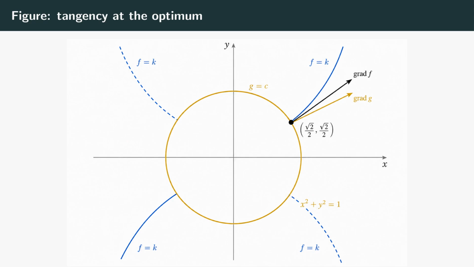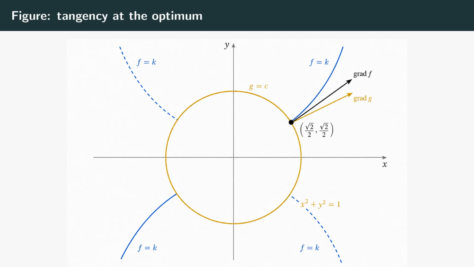Here is the picture. The blue branches are level curves of f(x, y) = xy. The hyperbolas xy = k, with solid curves at positive k and dashed curves at negative k. The gold circle is the constraint x² + y² = 1. Watch what happens as you walk around the circle. You cross blue level curves with smaller and smaller positive k as you head out toward x = 1, y = 0, then you cross dashed, negative k, level curves as you head into the fourth quadrant. The maxima of xy along the circle are exactly the points where the circle stops crossing blue curves, where the circle is tangent to a blue level curve.